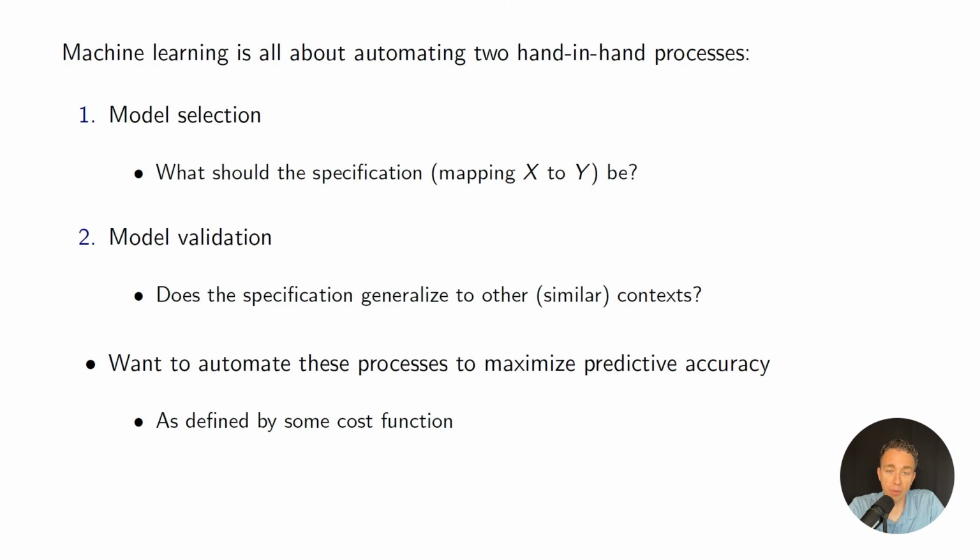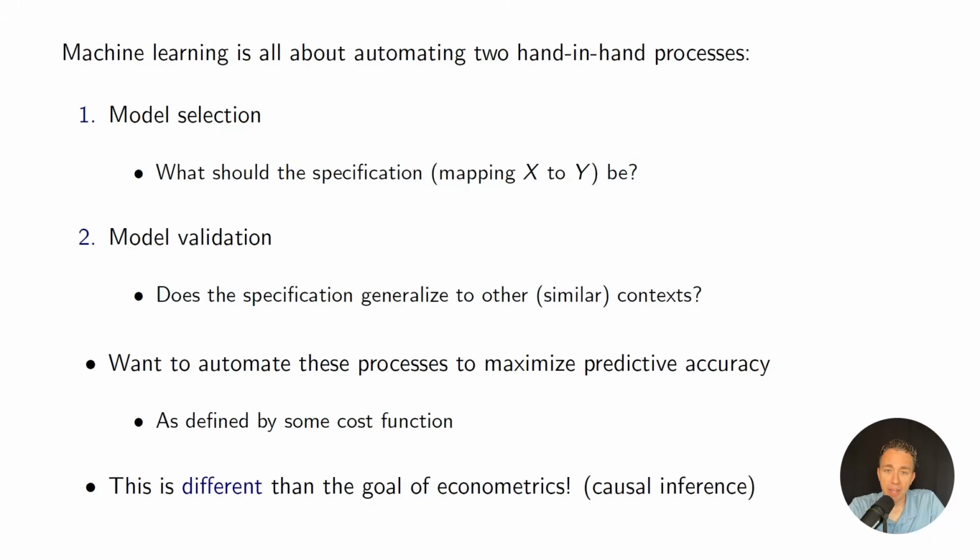So if it's a regression problem, we want to maximize R squared or minimize the mean squared error. If it's a classification problem, then we might want to minimize both the type 1 and the type 2 error rate and so forth. And just keep in mind that this goal of machine learning is quite different than the goal of econometrics, which is causal inference.